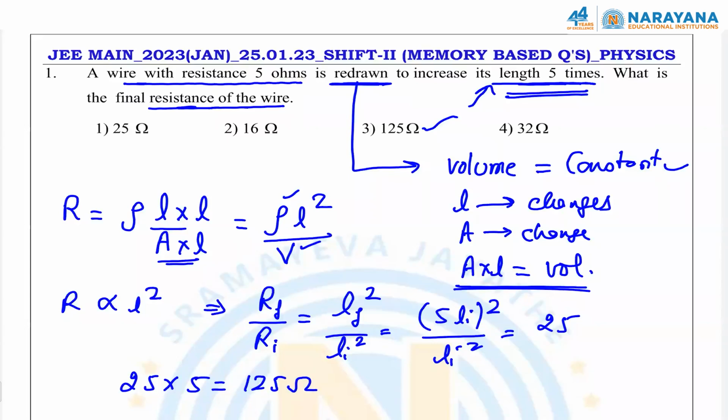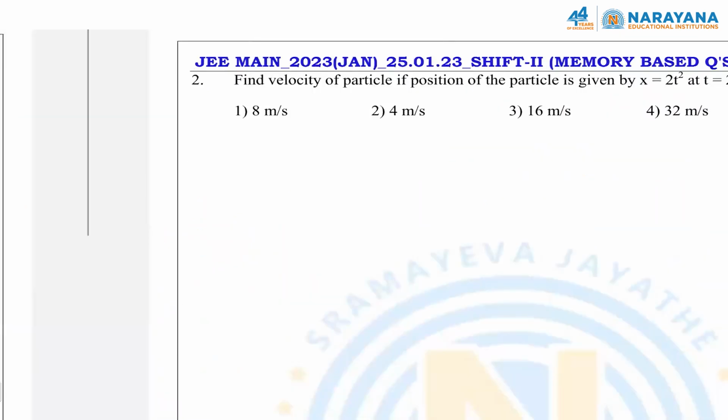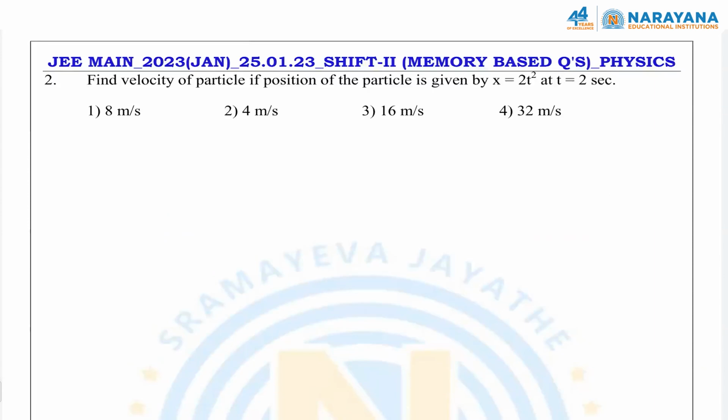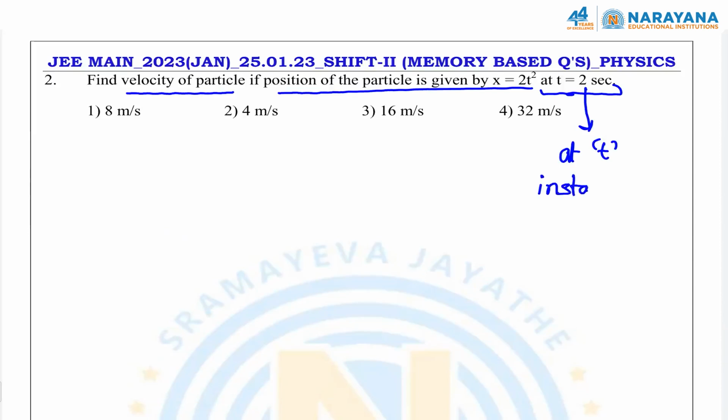All right, let's move to the next question. So that is a pretty simple question. The velocity of a particle we have to calculate. We are given the position, and note the term at t equal to 2 seconds. When we are talking about at some time t, that means we want to calculate instantaneous velocity. So instantaneous velocity is the rate of change of position. So it is the derivative. So we have to take differentiation.